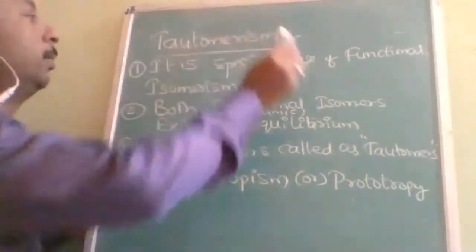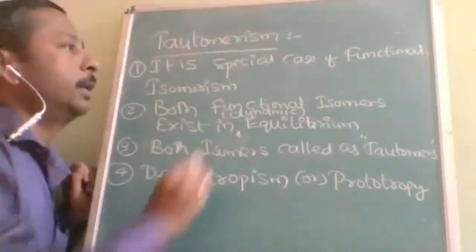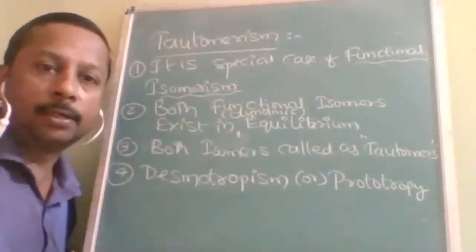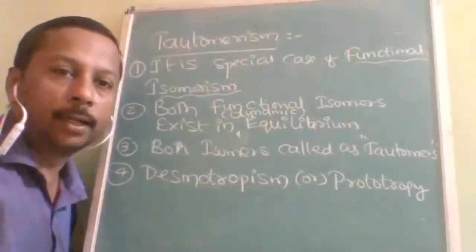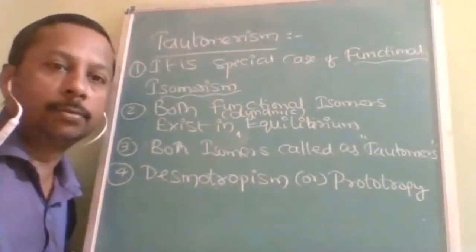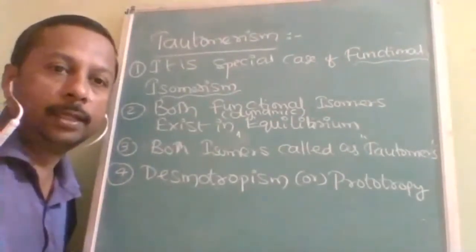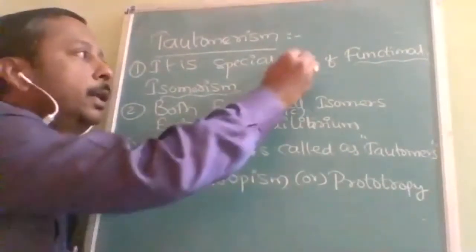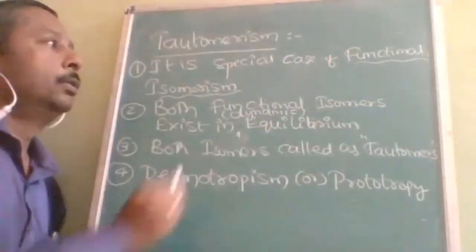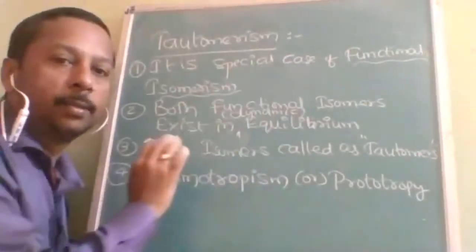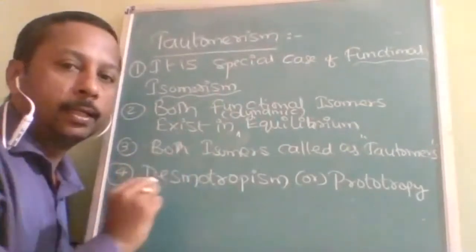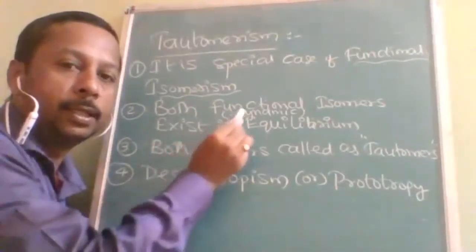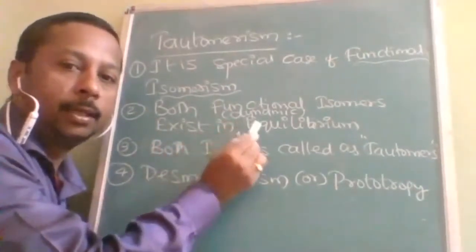Okay, so tautomerism. Tautomerism is a special case of functional isomerism. Actually, it is not a new isomerism; it is a part of functional isomerism. How it is functional isomerism, we will discuss when you go through the examples, and why it is called functional isomerism, and what special condition should exist. So it is a special case of functional isomerism only, it is not separate. The only other condition is that both functional isomers should exist in dynamic equilibrium.